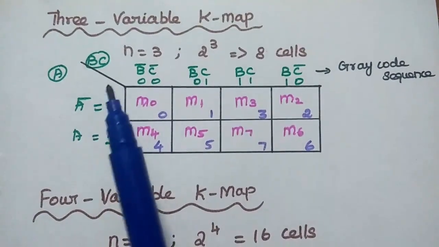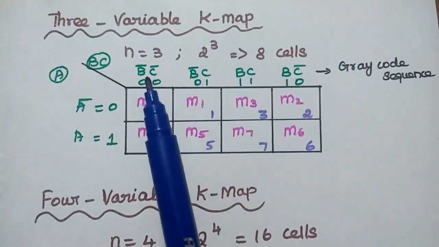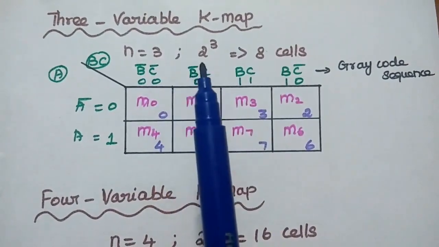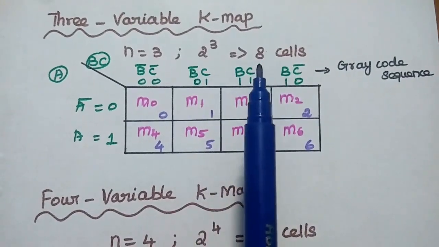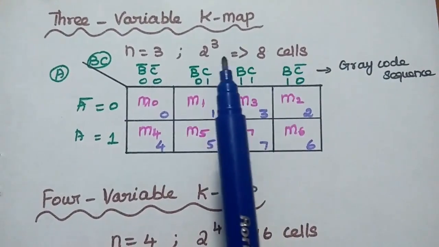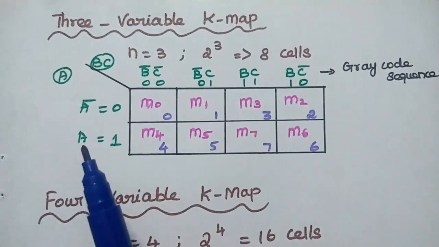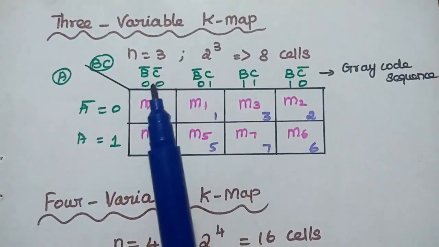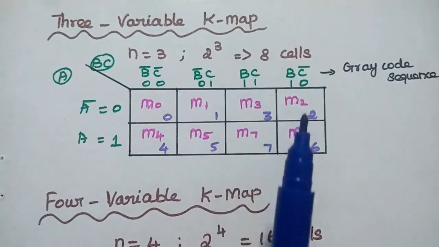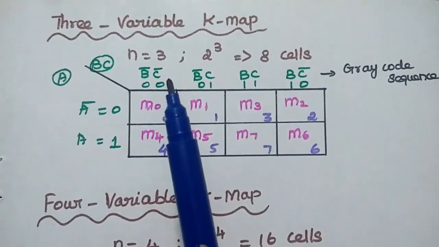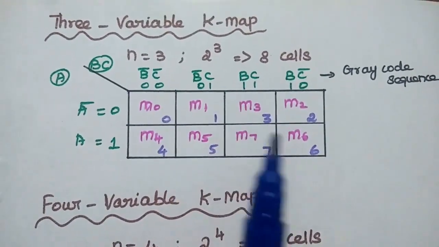Next one is 3 variable K-map. So here n is equal to 3. Therefore, there are 8 cells. That is 2 power 3 is equal to what? 8 cells. Here we have to consider A as a row variable, BC as the column variables.